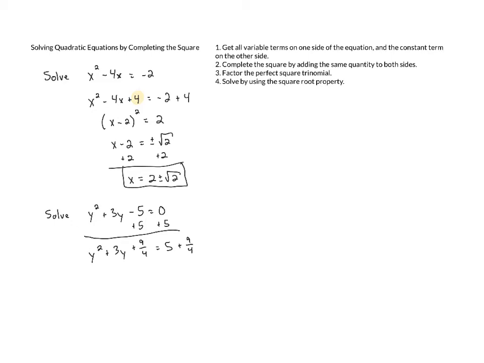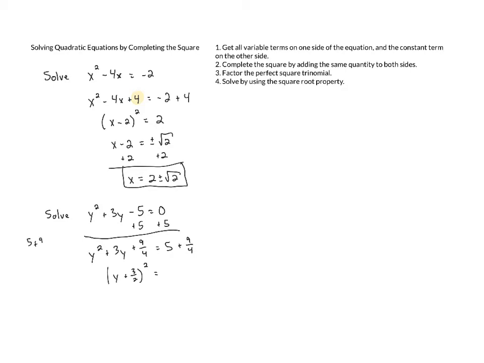Next, we can factor this perfect square trinomial on the left. When we factor it, we get y plus 3/2 squared. And then on the right, we have 5 plus 9/4. This is a math problem that we can do.